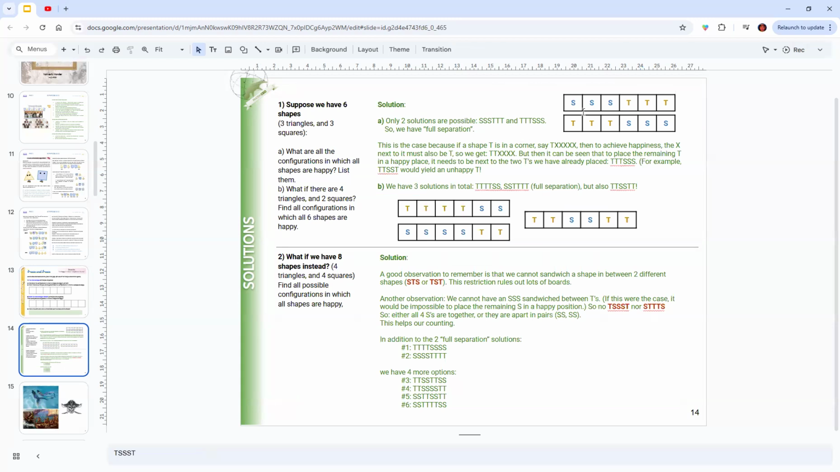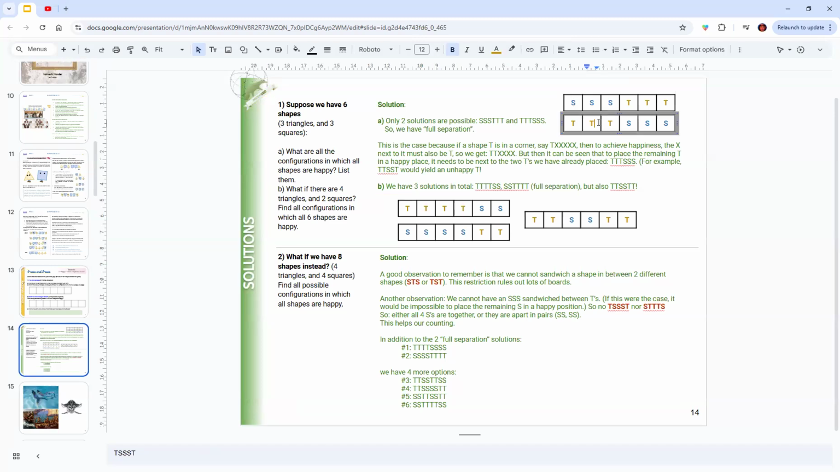We cannot have, for example, a T here and an S here, right? Because then this T would only have neighbors that are different and it needs one. So if we place this T, then we need a T here and this T, that's fine. We could have here potentially an S. That's what we could try. Let's try.